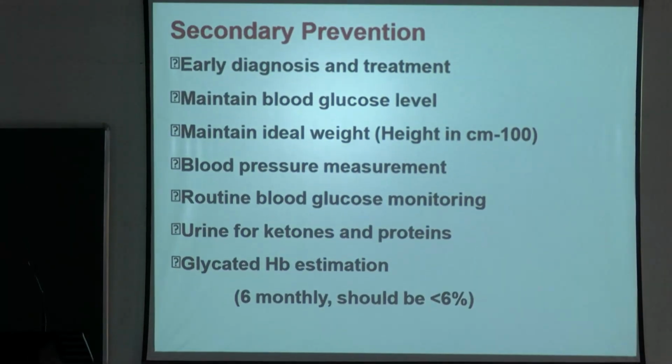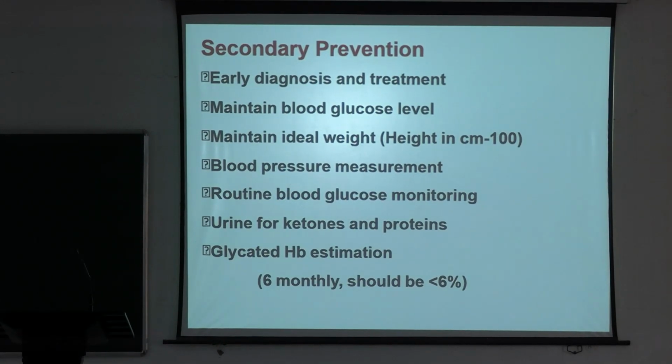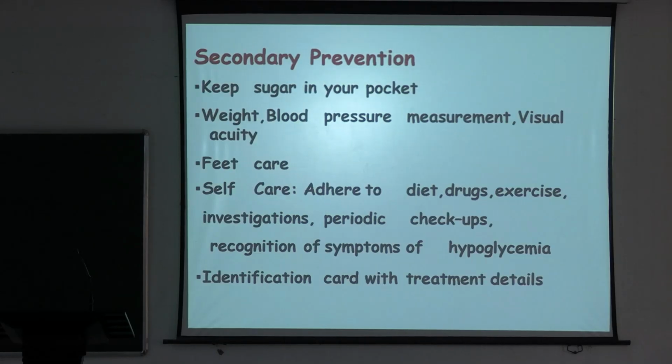Secondary prevention is early diagnosis and treatment, maintain blood glucose level, maintain ideal weight, blood pressure measurement, routine blood glucose monitoring, urine for ketones and proteins, and glycosylated hemoglobin estimation. 6 monthly it should be done and should be less than 6%.